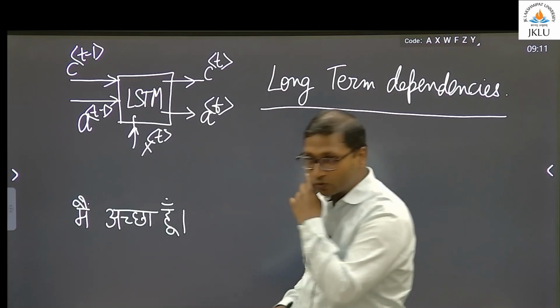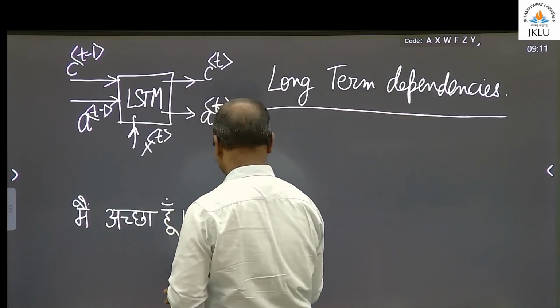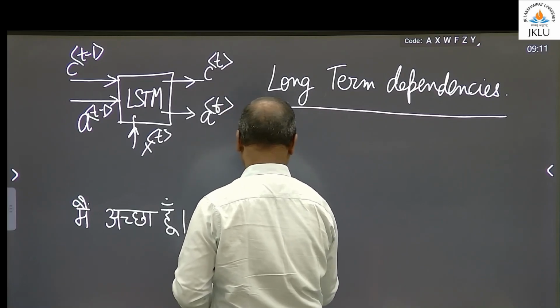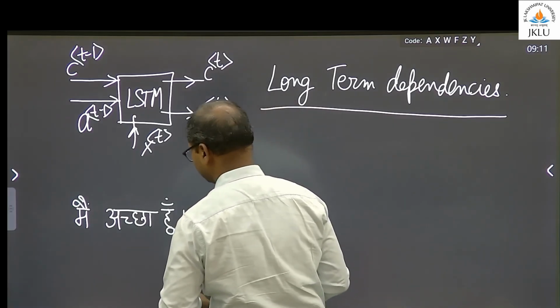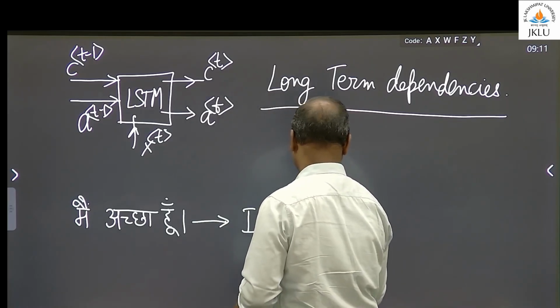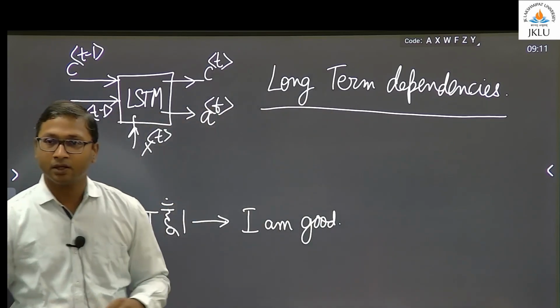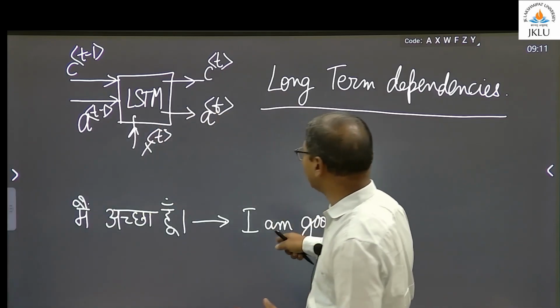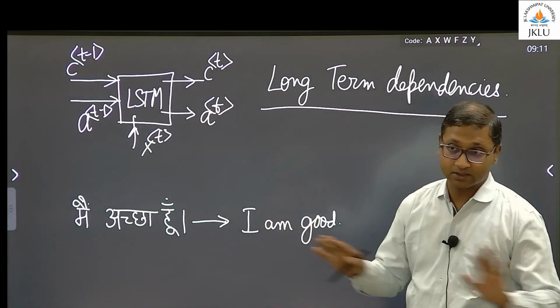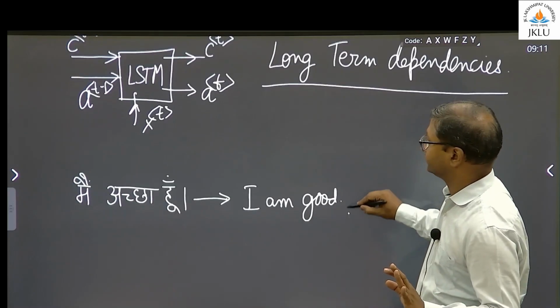Now let's say you want to translate this, so this literally translates to "I am good", okay. So now how do we use LSTMs to translate this? Simple question, and you should know it.